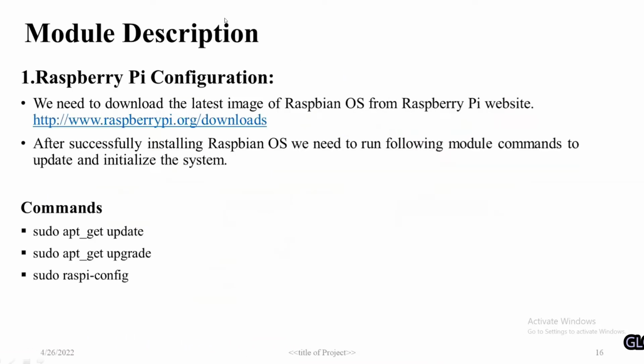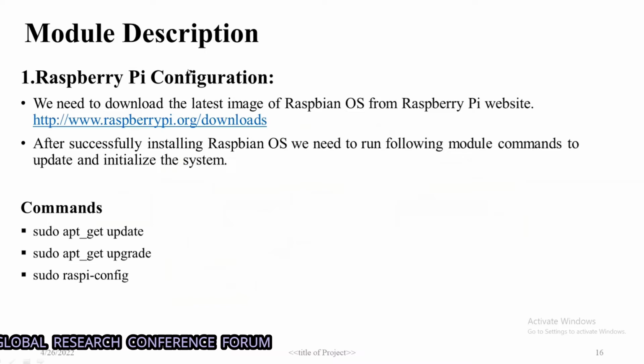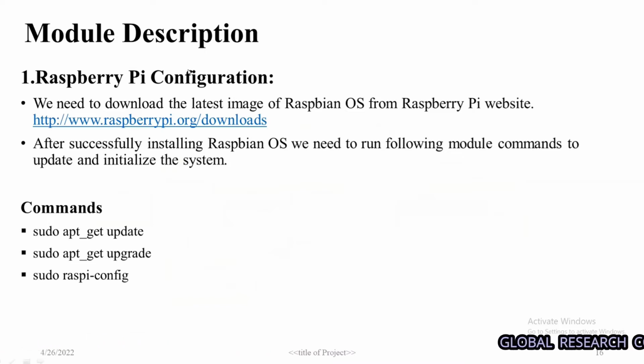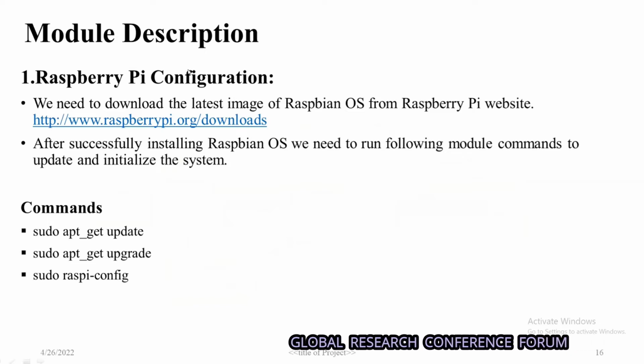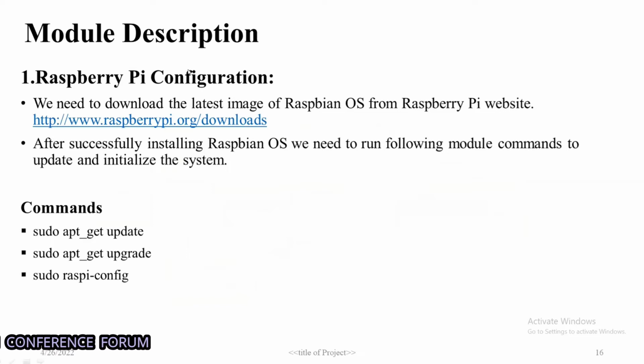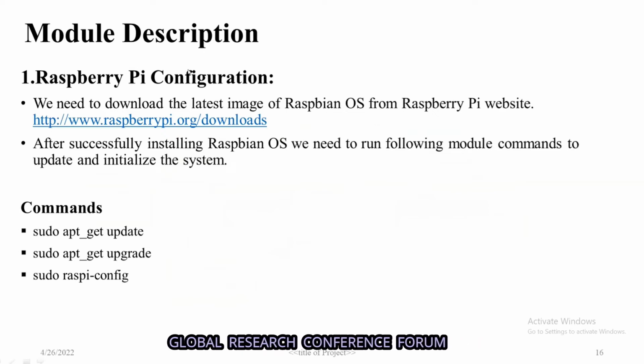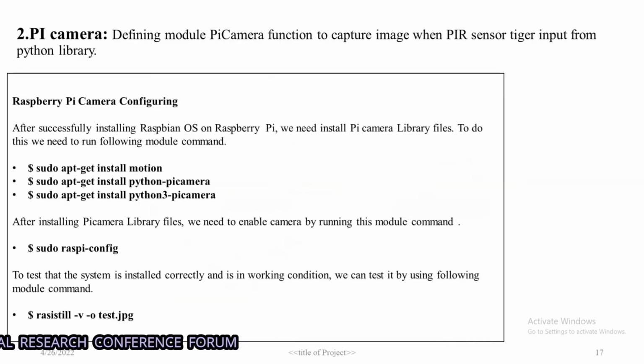So this is the module description for the modules. First one is the Raspberry Pi. For this we will be using the Raspbian OS, which is an open source OS, so we can download it from the internet. We will be using some commands to update the OS to the latest version, and for configuring, these commands are used.